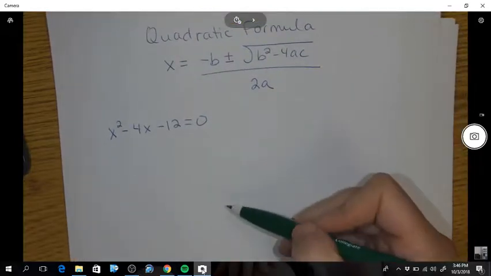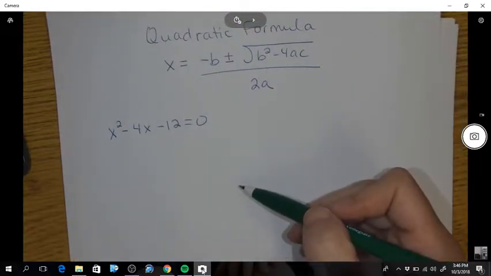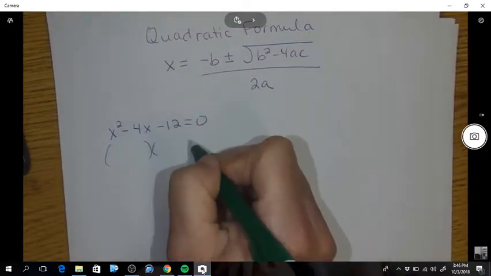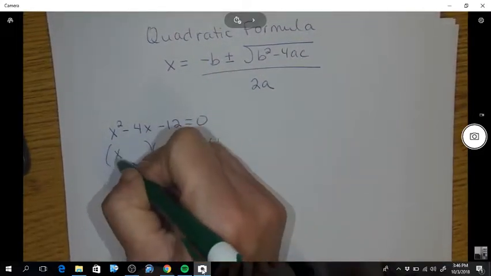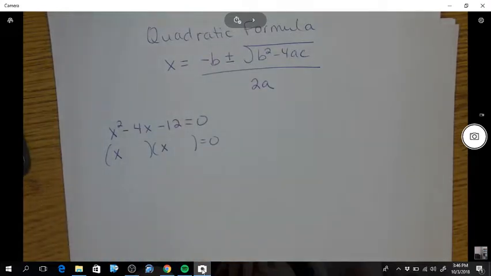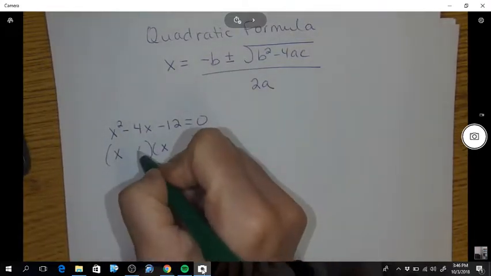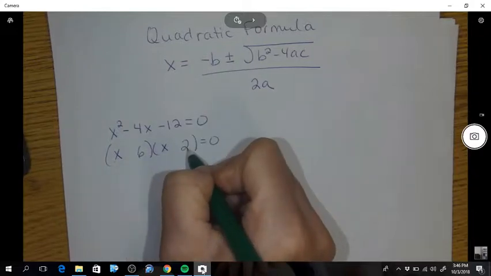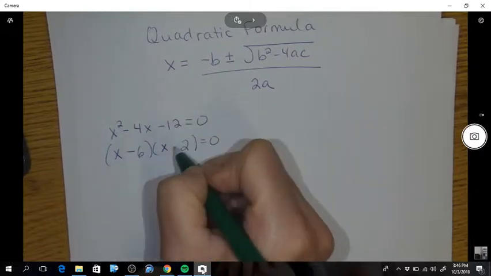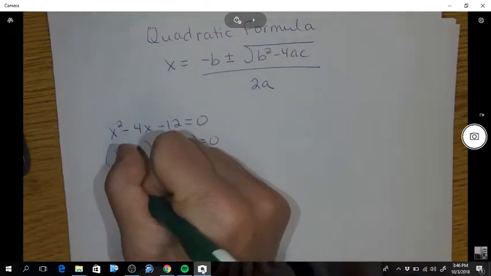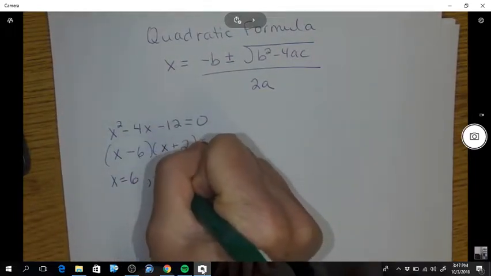Let's solve this. I'm going to get you to solve this by factoring just because we're going to figure out the easy way what the solutions are, because I can see this one's going to factor. X times x is x squared. 6 times 2 is 12, which I got to get a 4, negative 4. So I can see my solutions are positive 6 and negative 2.